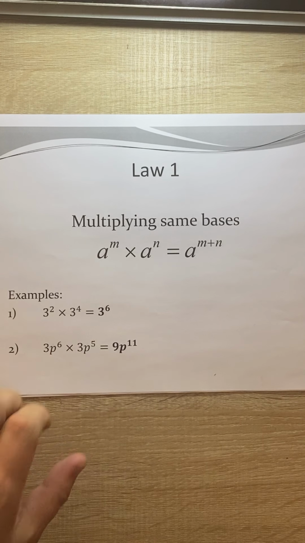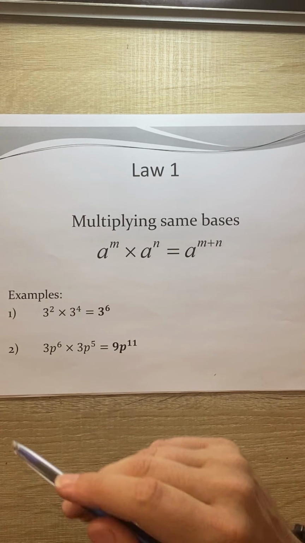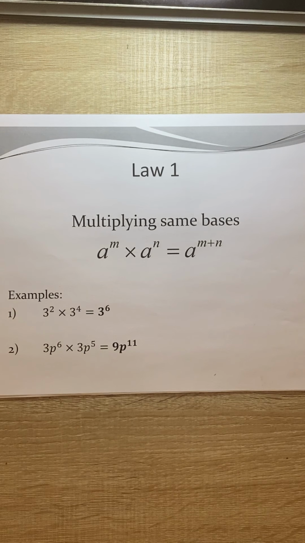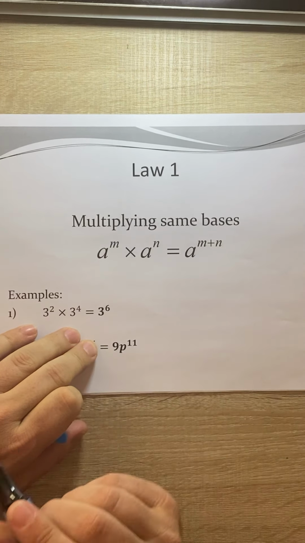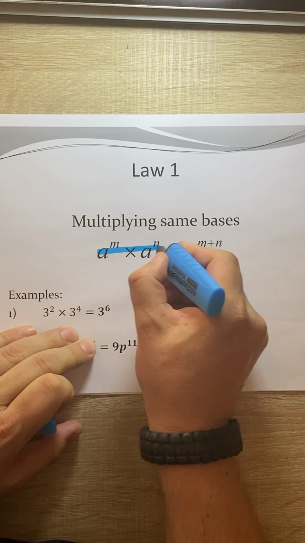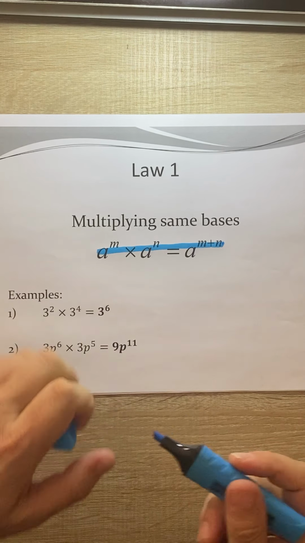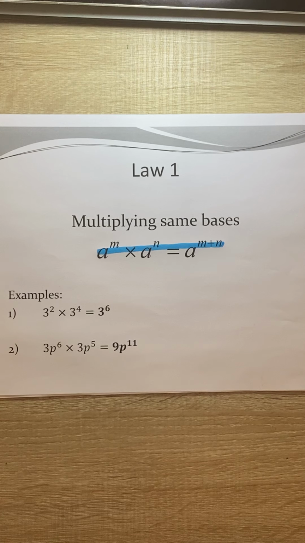Okay, just remember some of your laws here. I'd like you to highlight these for me, please. So your law 1 says that if your bases are the same and you're multiplying, you add the exponents. Okay, so you're going to be using this quite a bit. So let's just have a look at some examples over here.